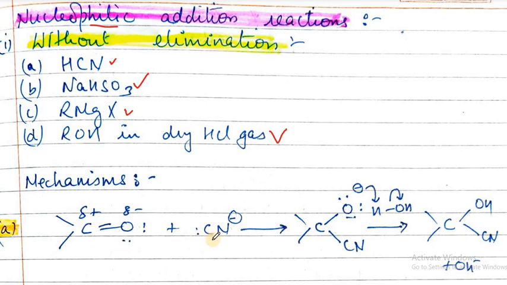So CN negative attacks the carbon, and now the electrons of the double bond move to oxygen, and CN gets attached to carbon, leaving O negative. Now with the addition of water, it abstracts hydrogen and we get OH and CN. So it is a nucleophilic addition reaction, that is, the nucleophile attacks the aldehyde or ketone first. The nucleophile is CN negative in this case.